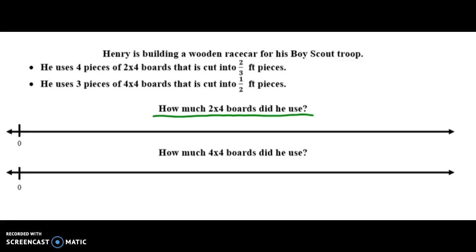So let me go up and look, and it says he uses 4 pieces that is cut into 2/3. Similar to the number line we just did on the previous page, I would go ahead and mark 1, since I have 4 pieces. 1, 2, 3, 4. I know that I'm counting by 2/3, so I would fill in 2/3, 4/3, 6/3, and 8/3. Since I'm multiplying by 4, it's 4 times 2/3.